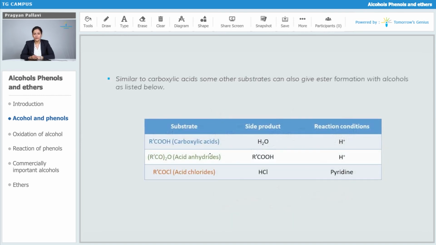Similar to this carboxylic acid, some other substrates can also give this ester formation with alcohols as listed below. So here we are having this carboxylic acid. The side product we are going to get is water, and the reaction condition is acidic medium. Or if we are having acid anhydrides, the side product will be an acid and the reaction condition is again acidic medium. For acid chloride, the side product is HCl and the reaction condition is using pyridine.